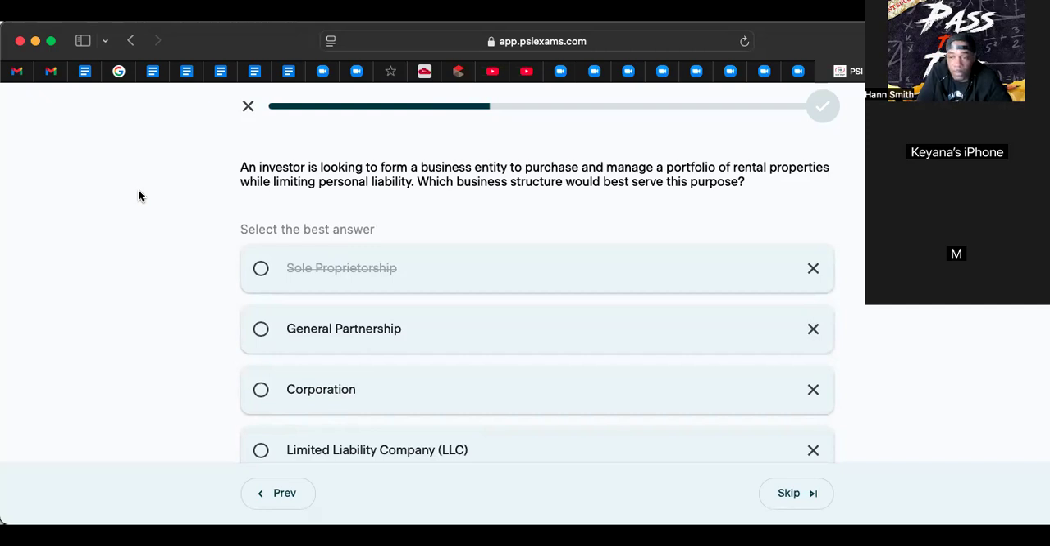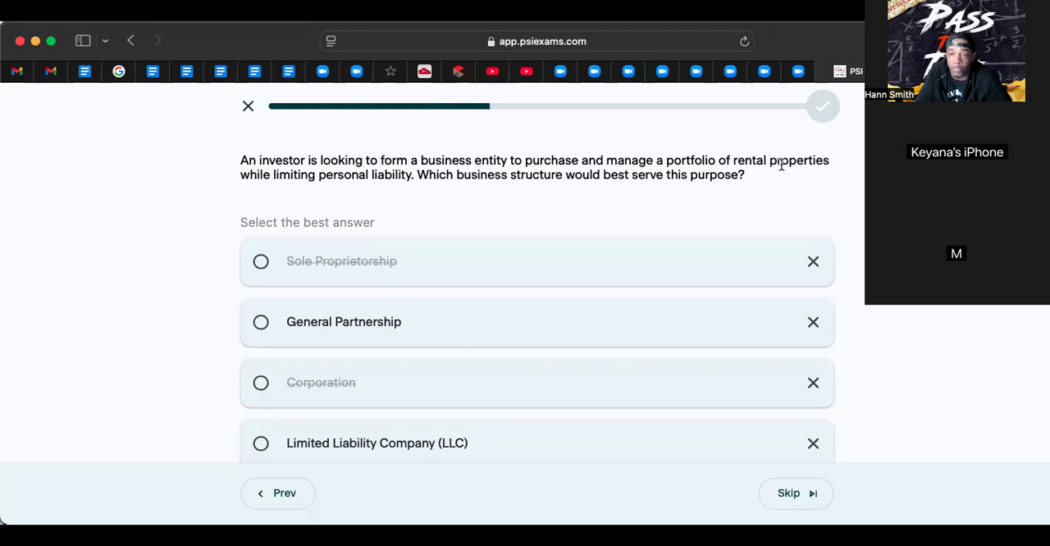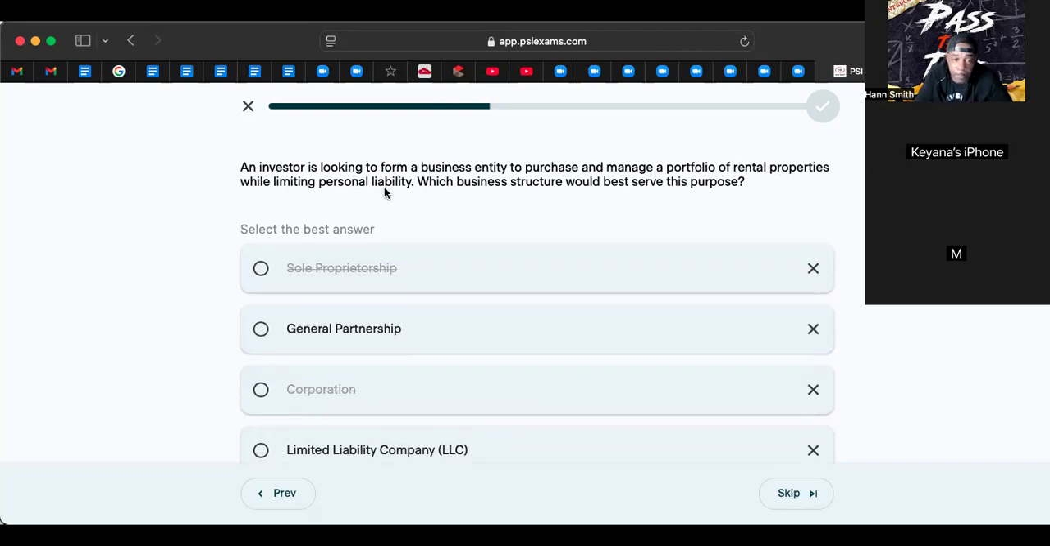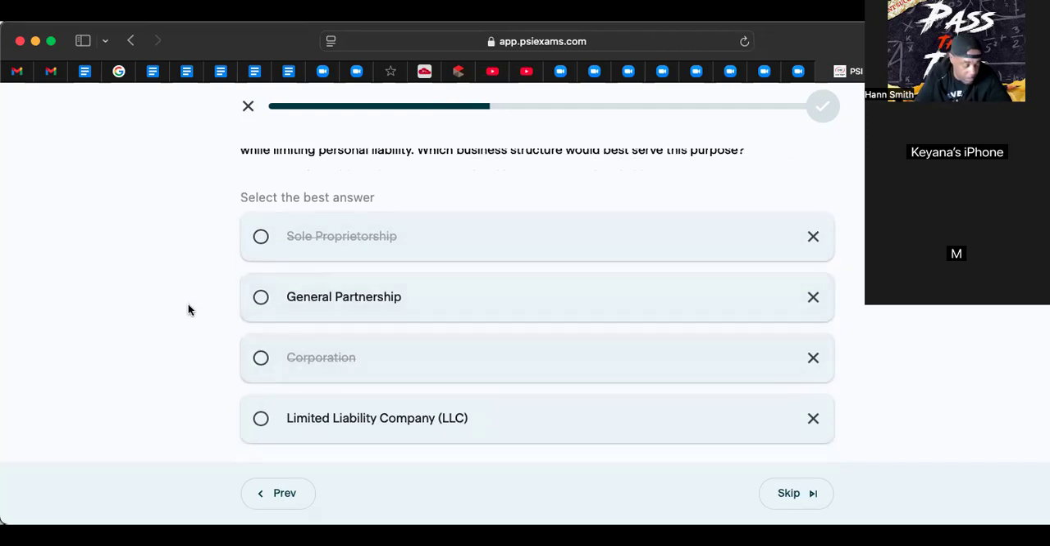Can we get rid of maybe corporation? Yeah, I like that. All right. The question says, an investor is looking to form a business entity to purchase and manage a portfolio of rental properties while limiting personal liability. Which business structure would best serve this purpose? Is it general partnership or limited liability company?